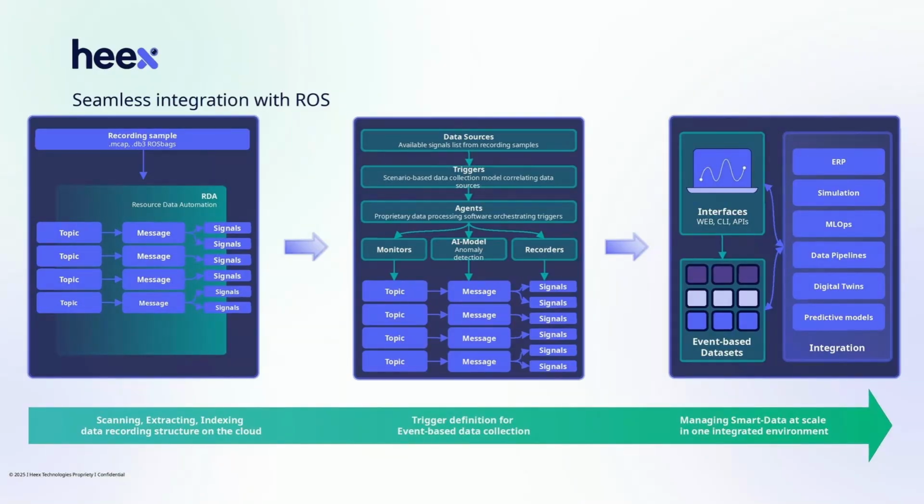We developed a feature called resource data automation that helps you scan your ROS bag and identify the topics, and the implementation of these monitors and recorders will be completely automated through that feature that you can launch. That will help you start with our platform immediately without having to write any line of code. So the bottom line is that we can work with any kind of architecture, but if you are on ROS, the implementation effort is almost none because we have that seamless integration.